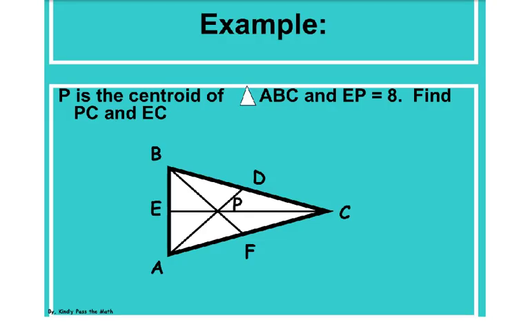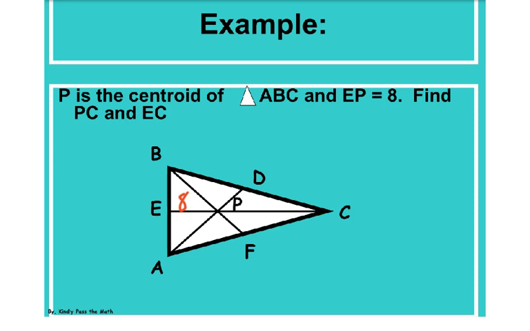So it tells us that P is the centroid of this triangle, and that EP is 8. And then it wants to know what PC is, and what the whole thing EC is. So what we're going to do is, you have to think about, is this the 1/3? Or is this the 2/3? Well, it's the 1/3, okay, because it's not coming from the vertex. The vertex to the centroid is 2/3. And then from the centroid to the edge of the triangle is the remaining third.